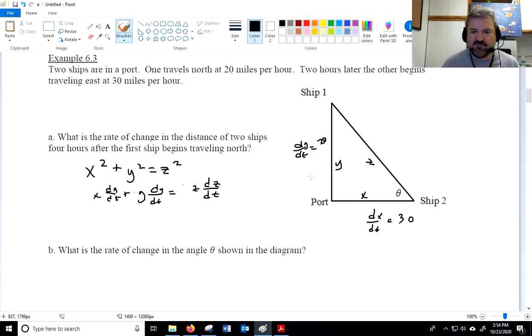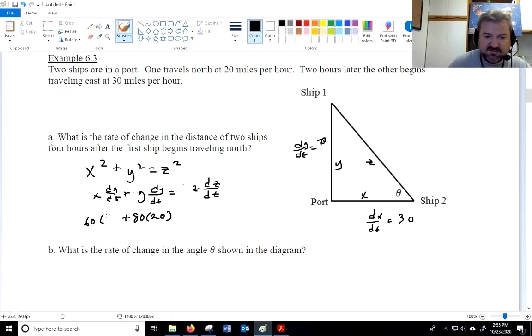So one travels north at 20. The first travels for a full 4 hours, right? 20 miles per hour for 4 hours. So we know that that is 80. And dx, that's the wrong one, y'all. That's going to be 80, and this was 20 miles per hour, right? The other one leaves 2 hours later. So at 30 miles per hour, 30 times 2 hours out of the 4 would be 60. So this is going to be a 60.